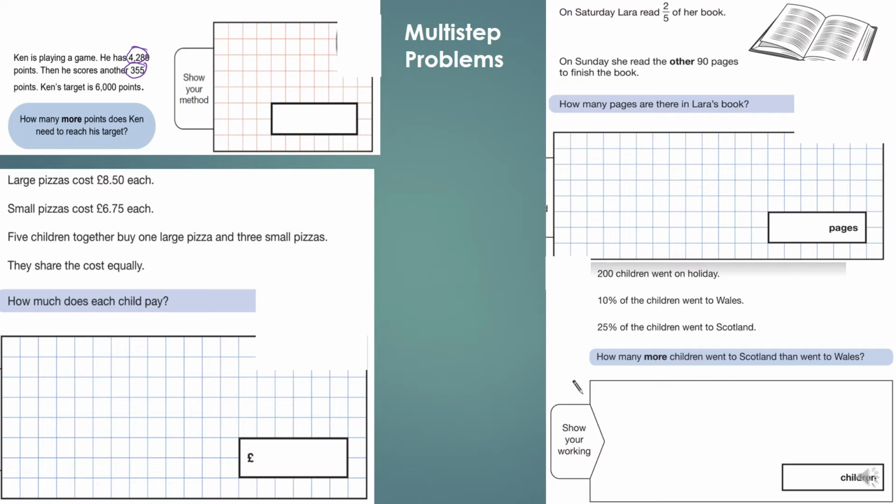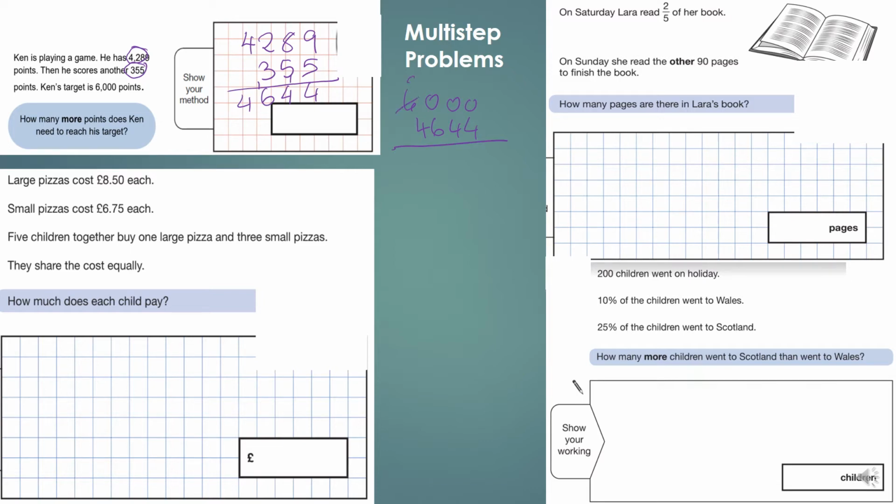So first of all, we need to do a simple column addition to add these two numbers together. So 9 add 5 is 14, 8 add 1 add 5 is 14, 3 add 1 add 2 is 6, and 4. So he's got 4,644, and we need to subtract that from 6,000.